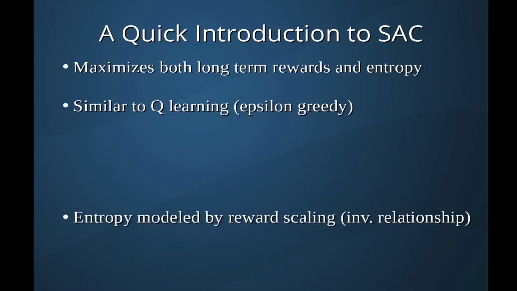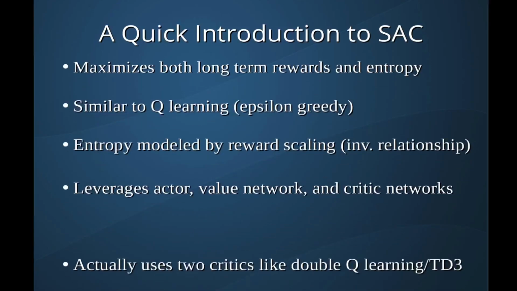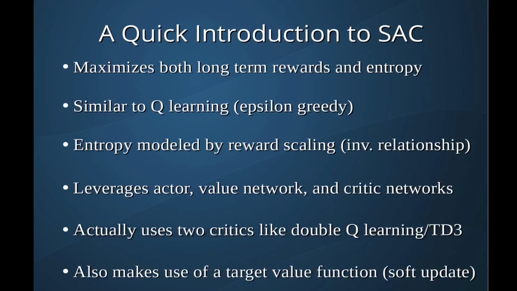So Soft Actor Critic, as I said, is a maximum entropy framework, and what this means specifically is that the agent is going to maximize both long-term rewards and entropy. Well, what does entropy even mean in this context?